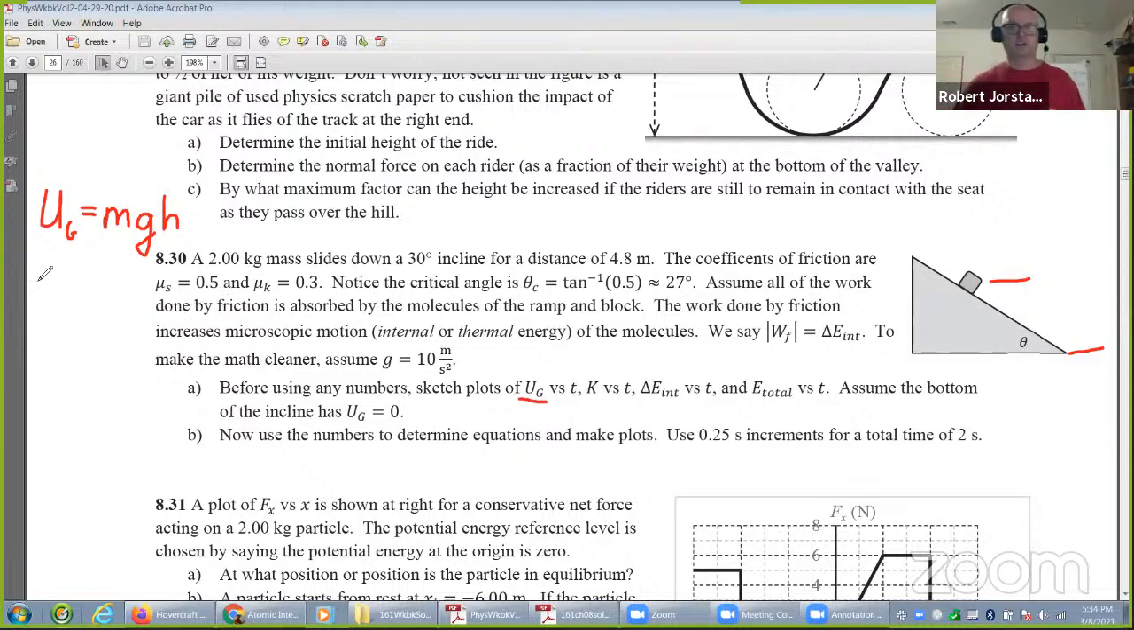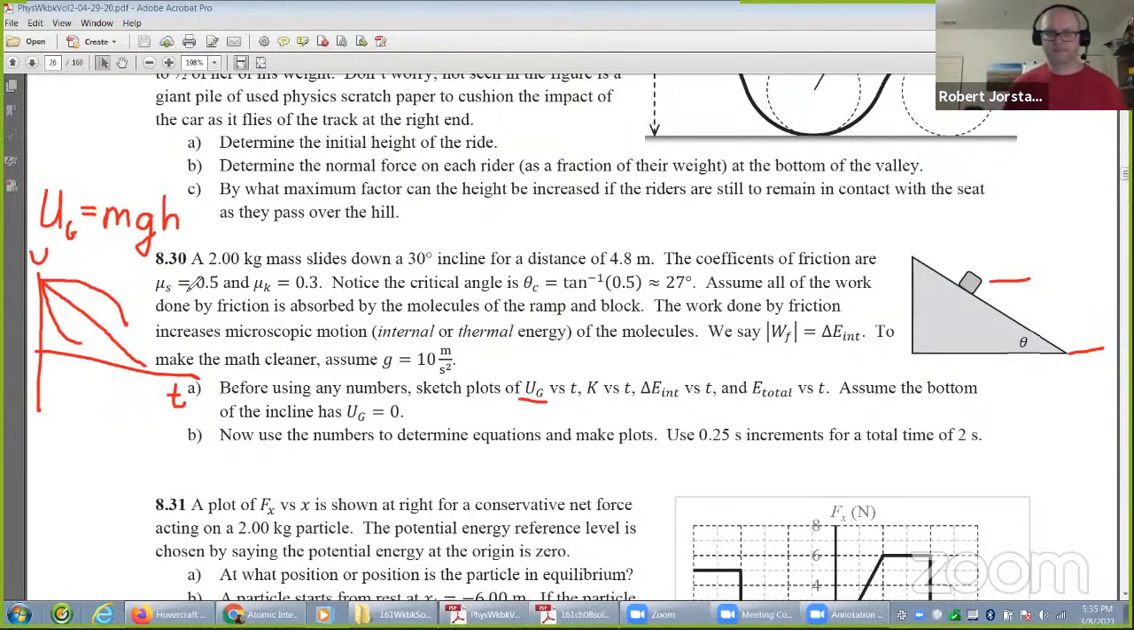So we know it's going to decrease. It starts up here. Let's say this is U and this is T. We know it's going to go downwards, right? So is it going to be a straight line? Is it going to be a curved line like that? Or is it going to be a curved line like this? Which of those curves do you think? Top, middle, or bottom?